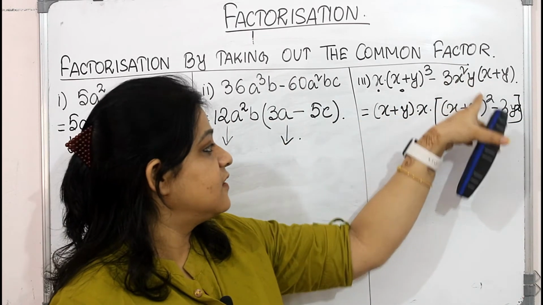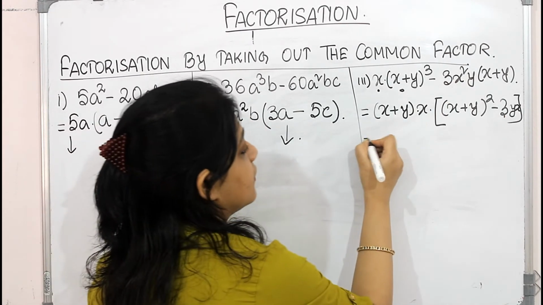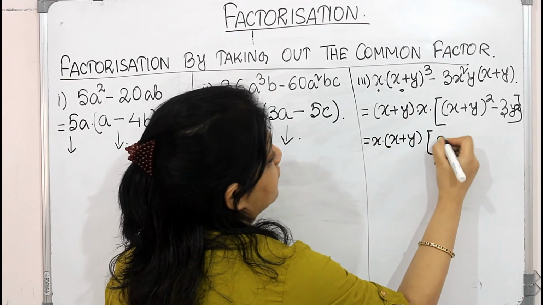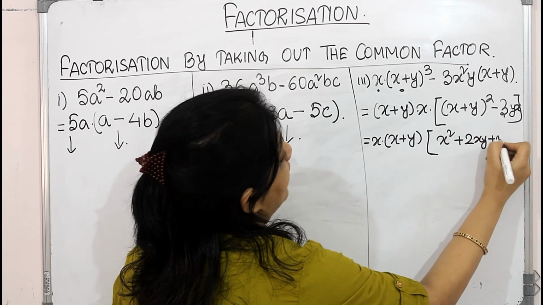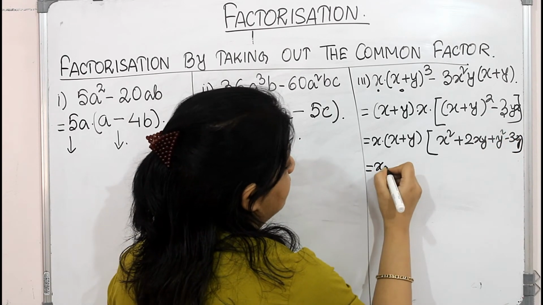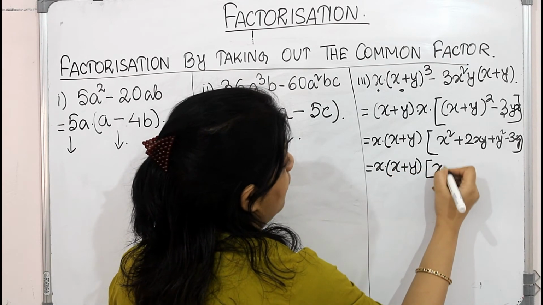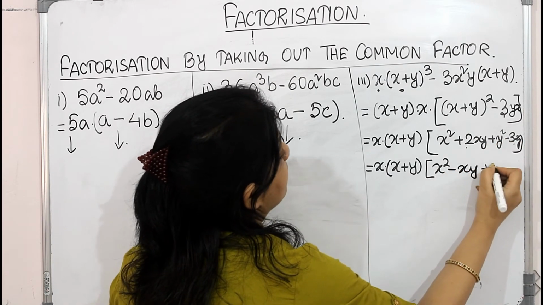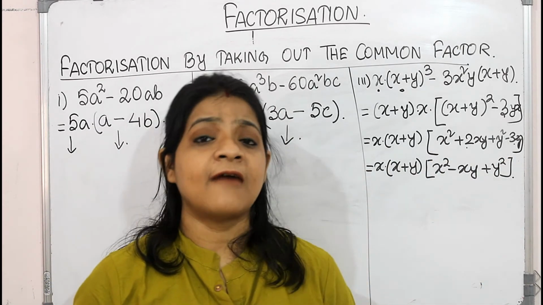Try to match this expression with this expression, you will automatically get the result. Now, this you will get x into (x plus y). So, x square plus twice xy plus y square minus 3xy. So, you will get the final expression as x into (x plus y) into (x square plus 2xy minus 3xy minus xy plus y square). Okay, so this is the final answer.